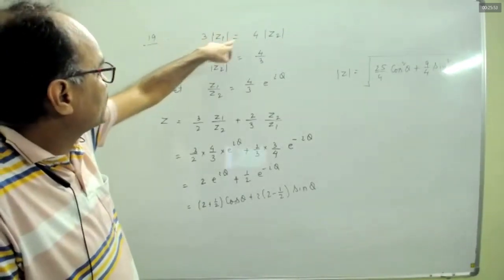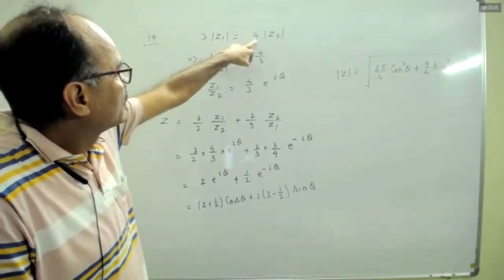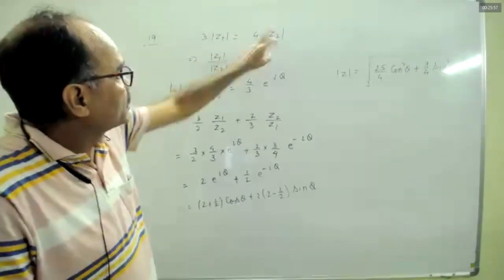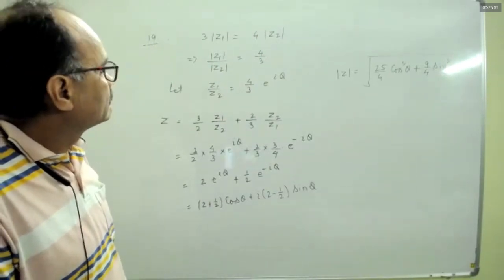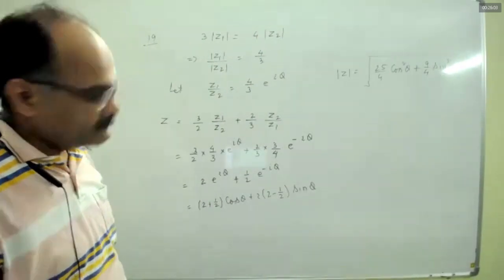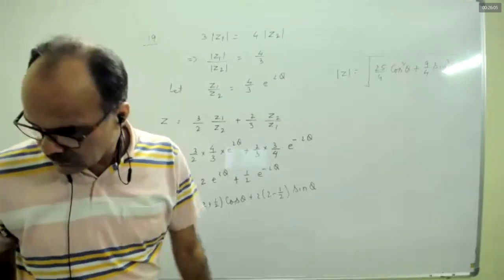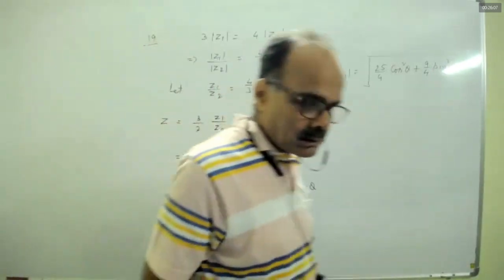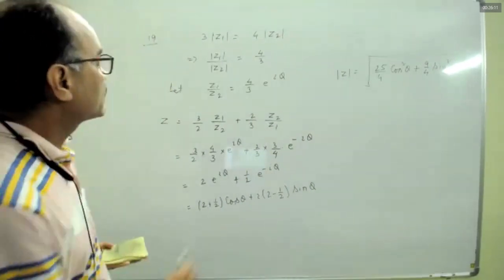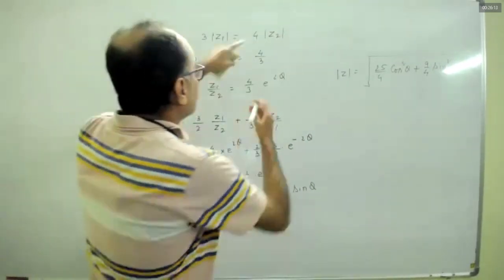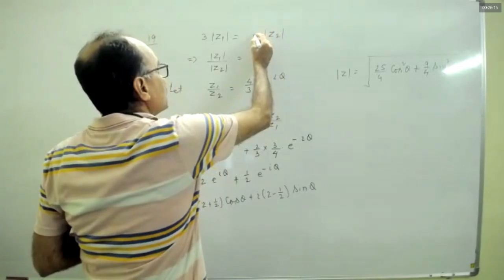3 mod Z1 equal to 2 mod Z2, then we will get the imaginary part. We will get all the real part of mod Z. Then imaginary part of Z is 0. I think there could be some printing mistake because this is previous year's paper question.